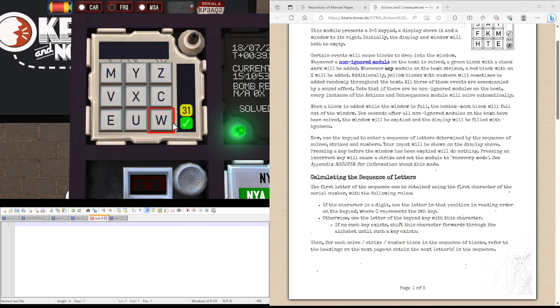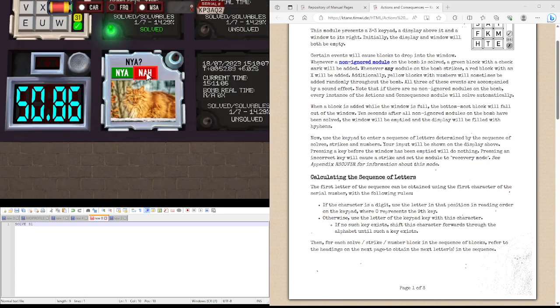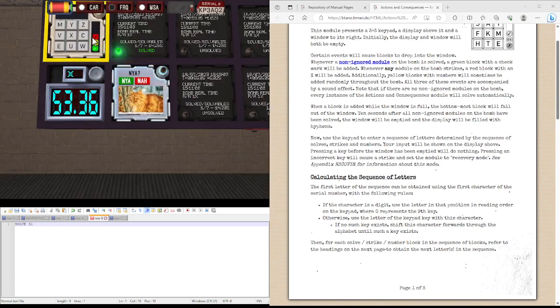So we got both a tick and a number block there. So let's note down we've got a green, we've got a solve, and then 31. Let's strike on this. You can see we get a strike. And now let's solve the rest of them.